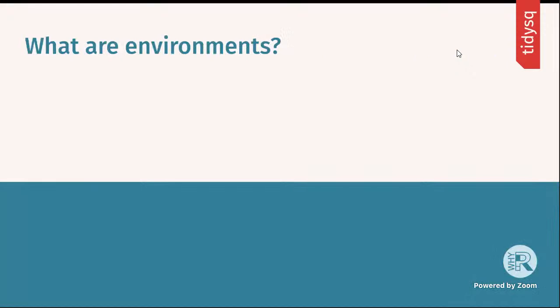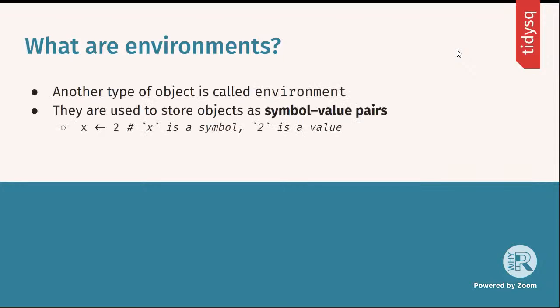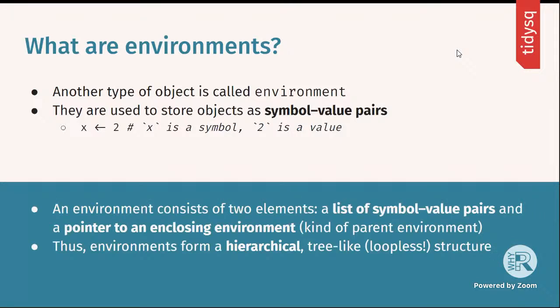Now that we know variables, that is symbols, we can talk about environments. They are like a map. That is, you have a key, that is a symbol or variable or whatever, and with this key there is an associated value. Environments are basically a list of those symbol-value pairs. The one thing they also have is an attribute that is a pointer to an enclosing environment. So this is kind of a parent environment.